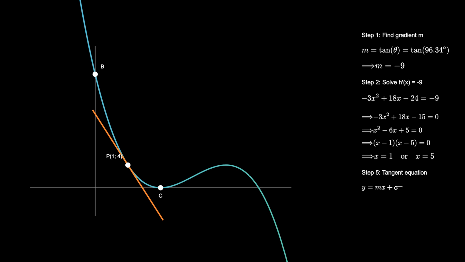Step 5. Find the equation of the tangent line. We use y equals mx plus c, with m equals negative 9 and the point (1, 4). 4 equals negative 9 times 1 plus c. 4 equals negative 9 plus c. c equals 13. Therefore, the equation of the tangent is y equals negative 9x plus 13.